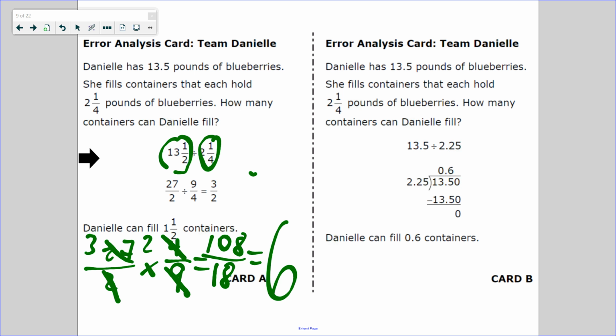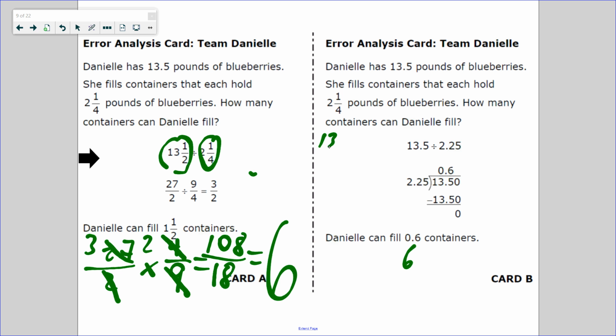Danielle has 13 and 5/10 pounds of blueberries. She fills containers that each hold 2 and 1/4 pounds of blueberry. How many containers can Danielle fill? So it's dividing. But they said 6/10. First of all, we know the answer is 6, so that's our first error.